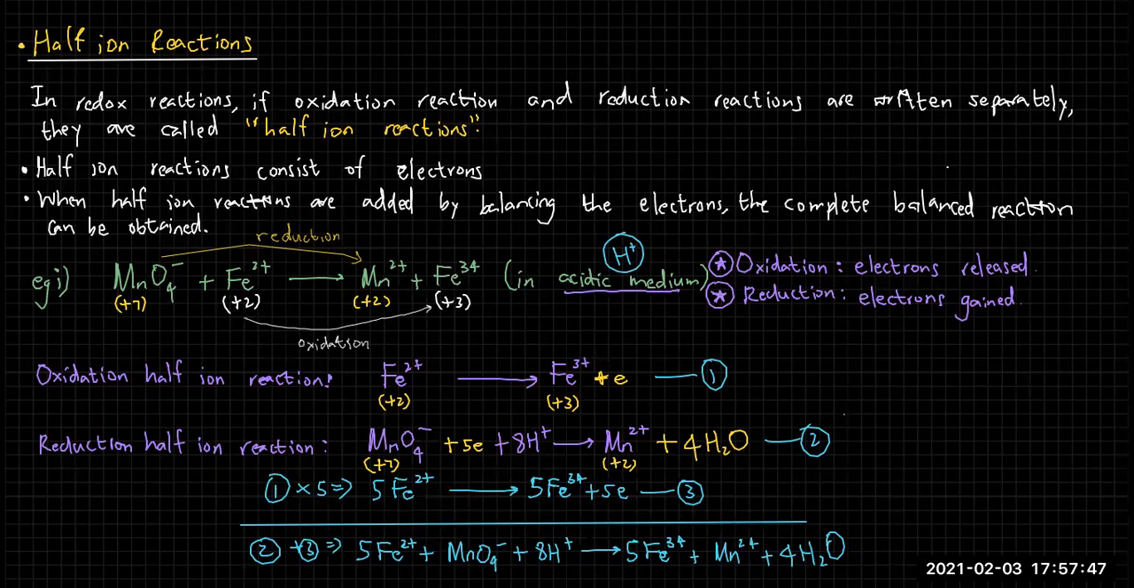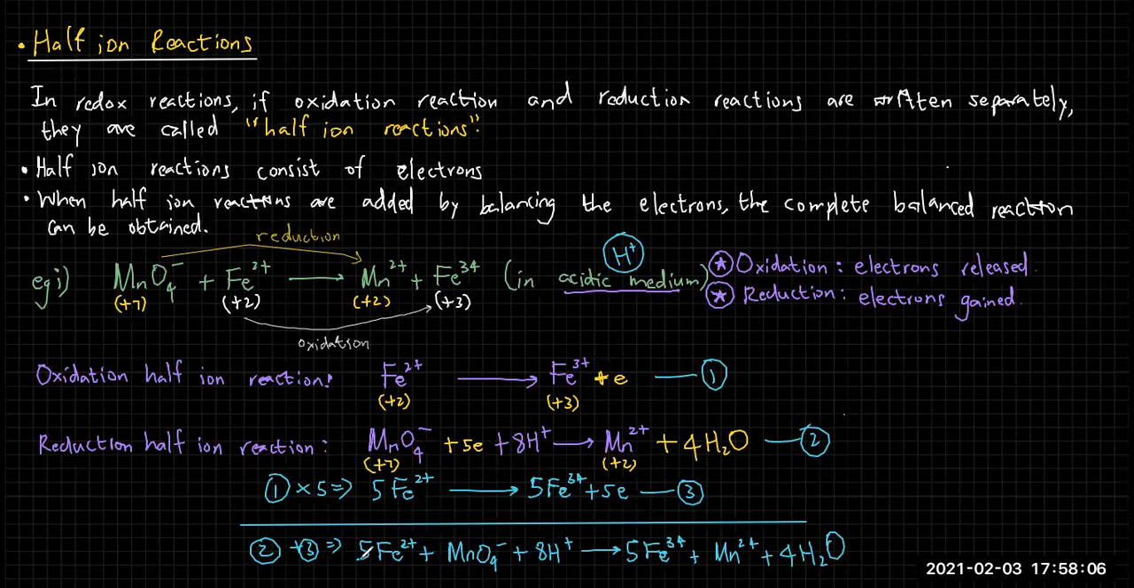But in the previous method we discussed, we did this in just one step. But in this method, you have to write 1, 2, and add them. Sometimes you might have to multiply both the reactions to get the common multiple, and then you have to add it. So a lot of steps are involved here.